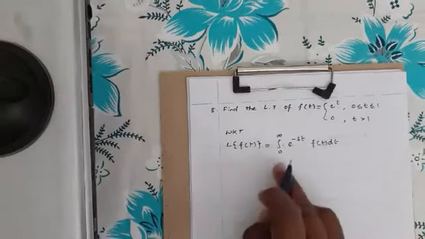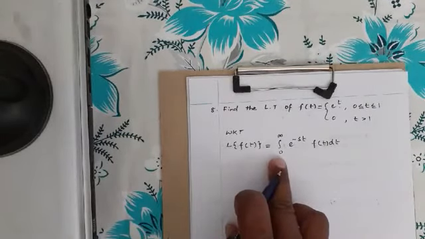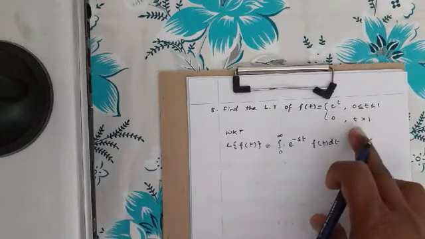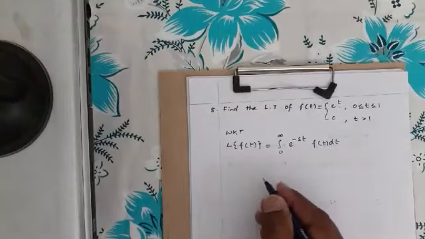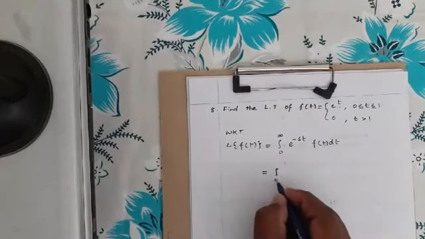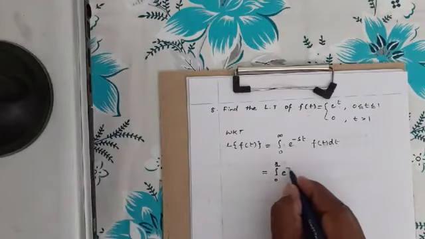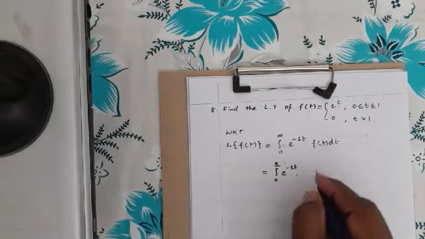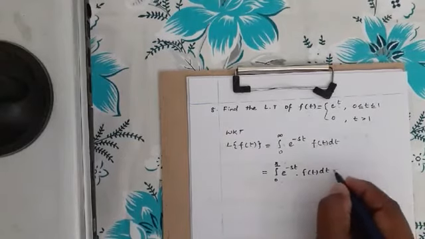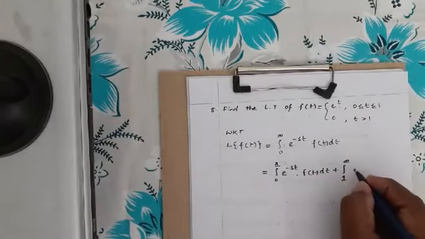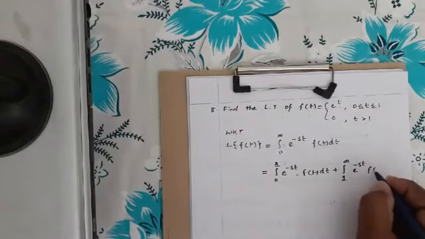Here the limit of t varies from 0 to infinity. Now here we have 0 less than or equal to t less than or equal to 1, then t greater than 1. So I can write this in the form of integral 0 to 1 e power minus st into f of t dt plus, then here I write from 1 to infinity e power minus st f of t dt.